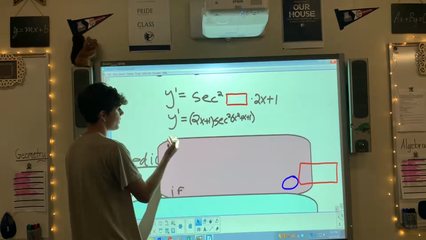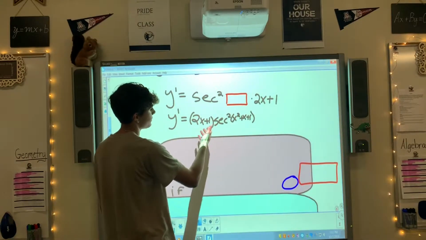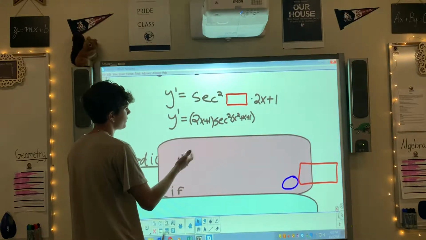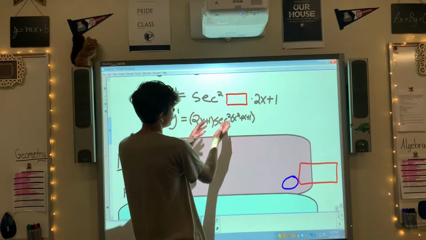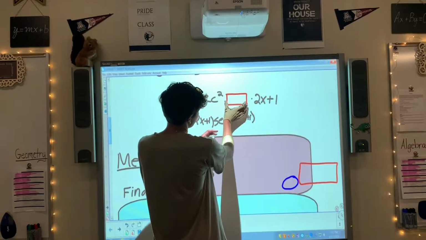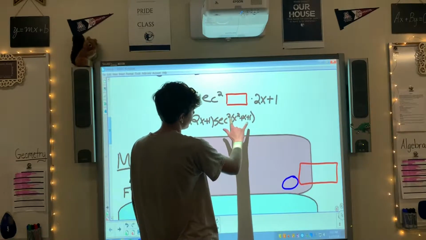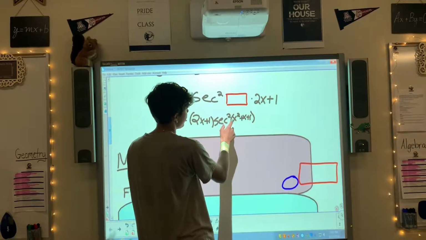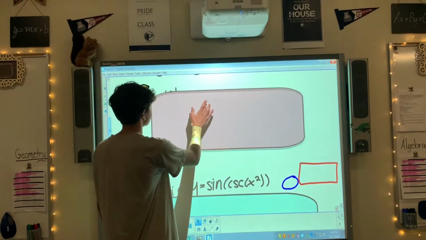Our next step is then y prime equals 2x plus 1. I just put that in front. So the 2x plus 1 goes in the front of the secant squared of, and then we have this box. This was the box originally, and we just plug that back in to the final answer, which will then be 2x plus 1 times secant squared of x squared plus x plus 1, and that'll be your answer.